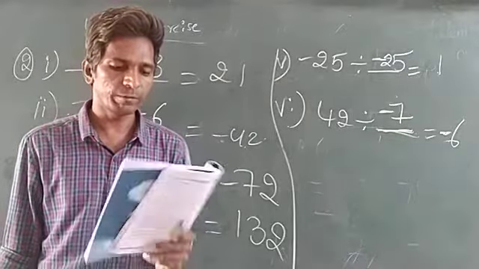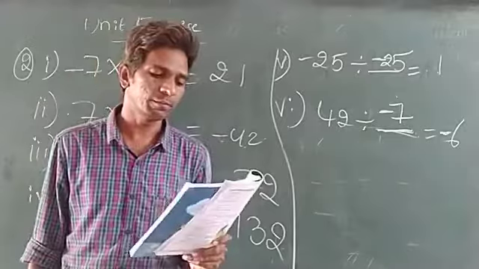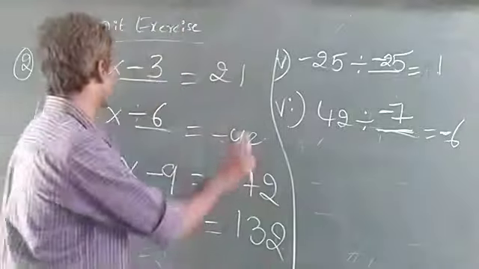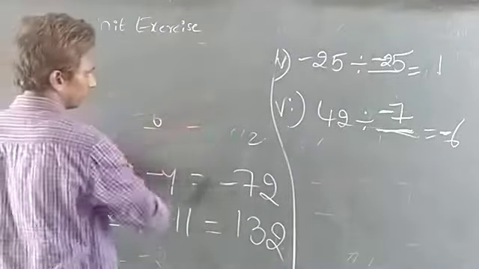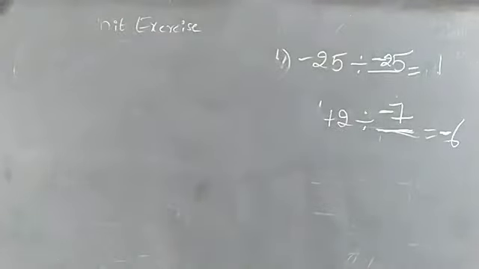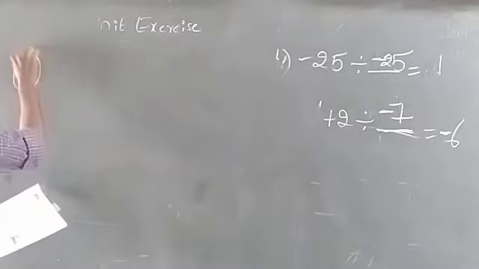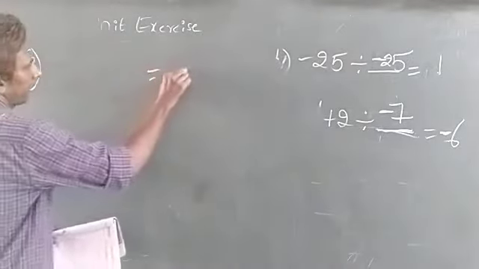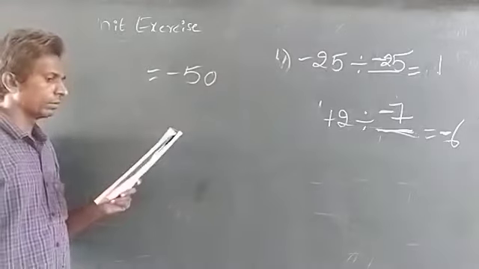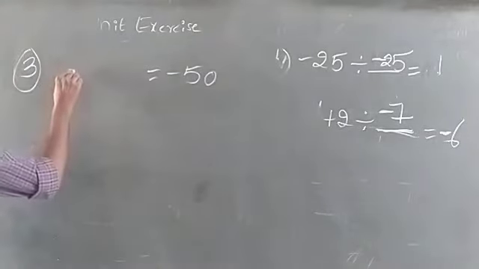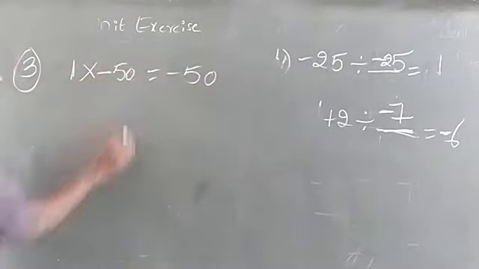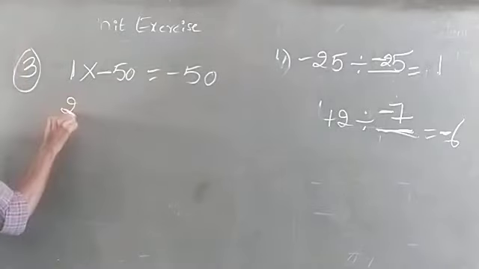Write all the possible pairs of integers that give a product of minus 50. So you want to get the minus 50, write down the pair of integers. So pair of integers means you want to get the product minus 50. So 1 into minus 50. 1 into minus 50.